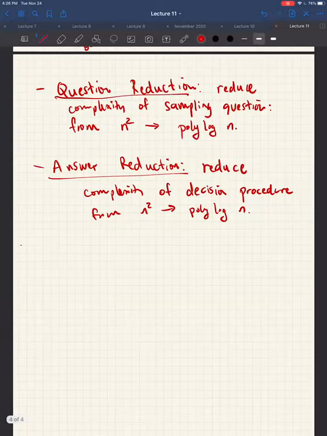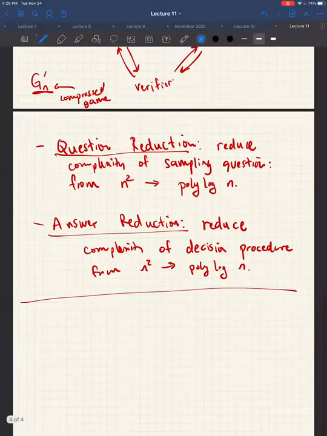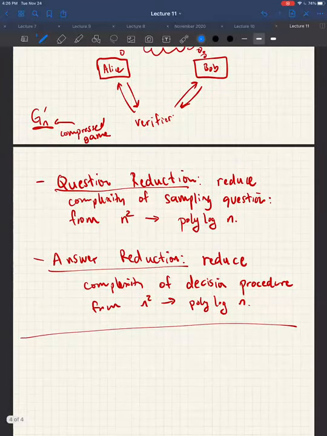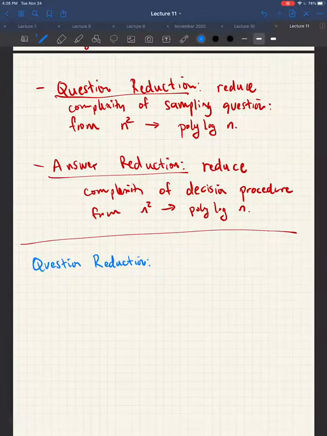How does it work? Do you plan to ask shorter questions, or are you going to force the provers to create randomness for you? Both. That's a good question. In order for the complexity of the sampling to be smaller, that must mean we're asking shorter questions. The questions can be at most polylog n bits long, because you need at least that much time to output those questions.